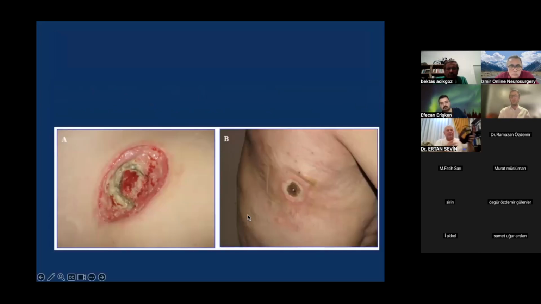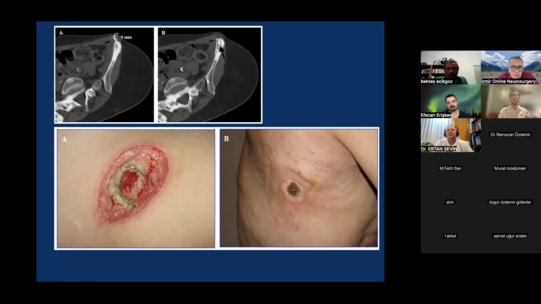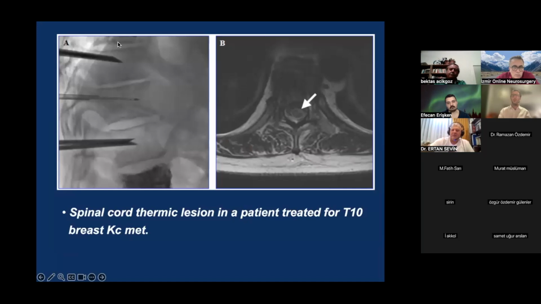And here, this is from our case series. We had two severe skin burn lesions in lesions which were very close to the skin. So here you see it was a lesion of the iliac wing, which was very close to the skin, less than 1 centimeter, and we had this skin burn lesion.